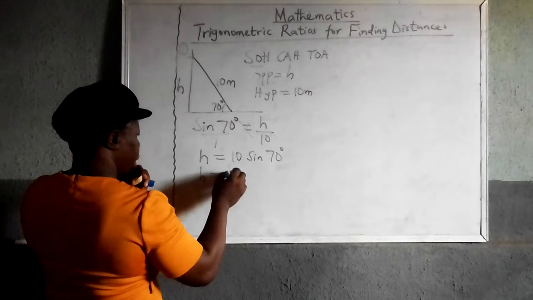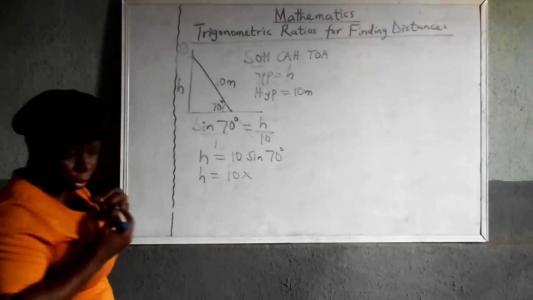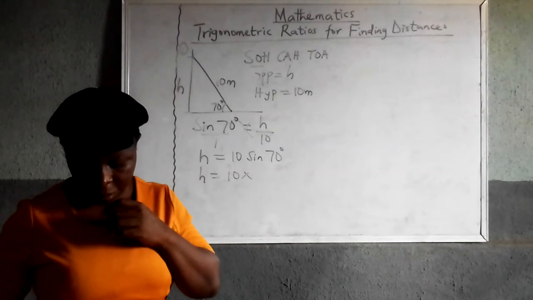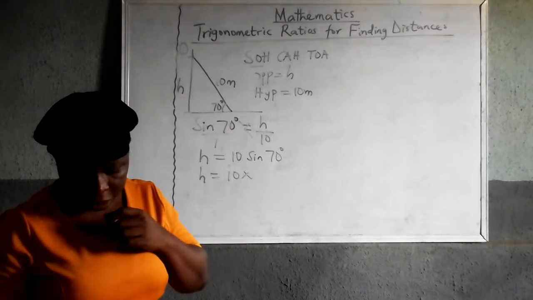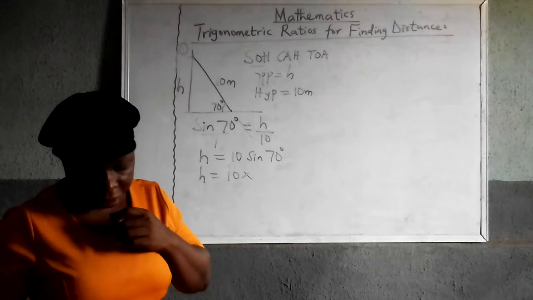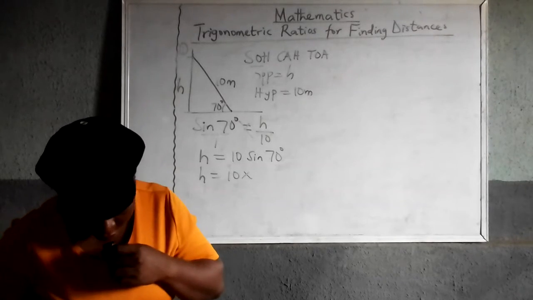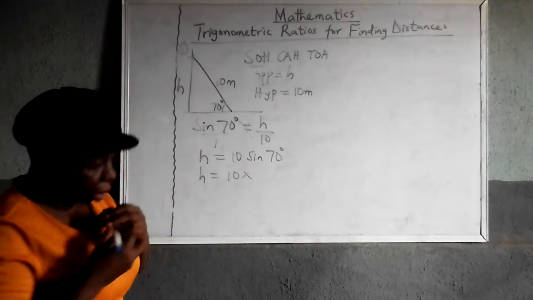h is equal to 10 times, what is sine 70? You can make use of your 4-figure tables, or you use your scientific calculator. Okay, from my own 4-figure tables, I have sine 70 degrees equal to 0.9397.